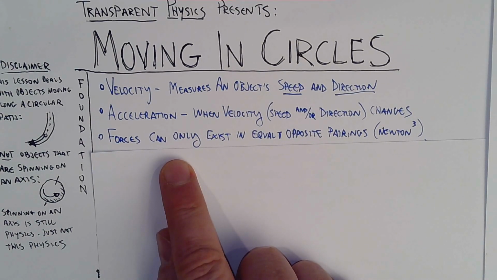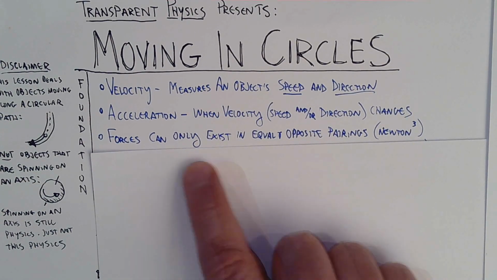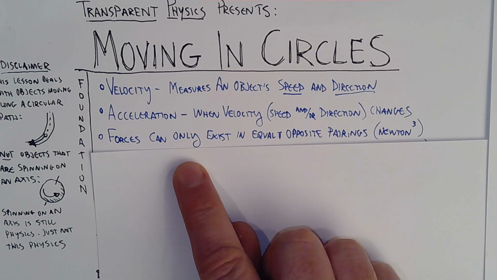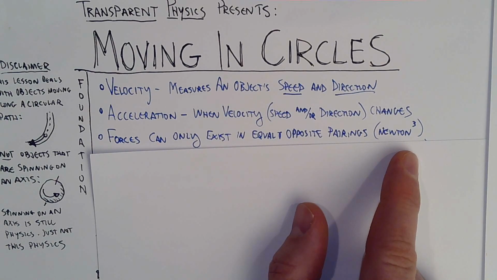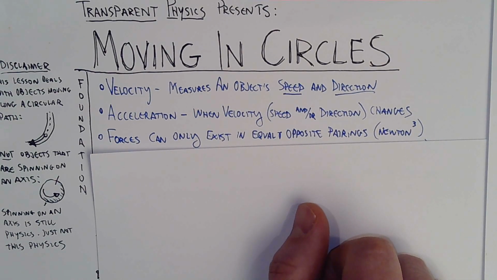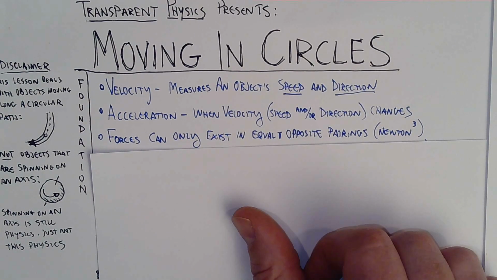The next couple ideas involve Newton's laws. First of all, we have to remember the idea that forces exist in equal and opposite pairings via Newton's third law. Anytime there is a force acting on an object, it is the result of two objects interacting with each other. If you can't figure out what those two objects are, you might not be talking about a set of real forces, and we'll talk about the implications of that towards the end of the video.